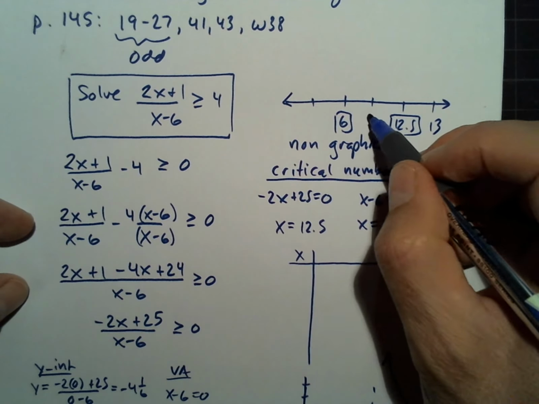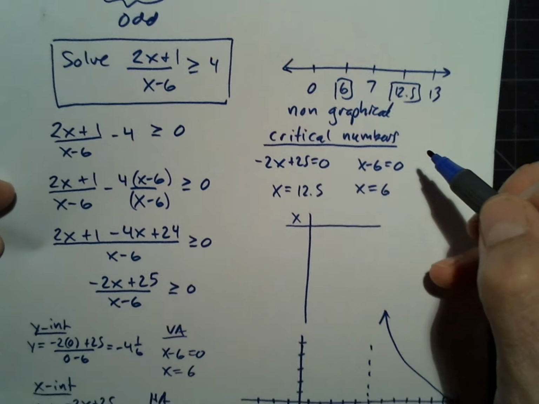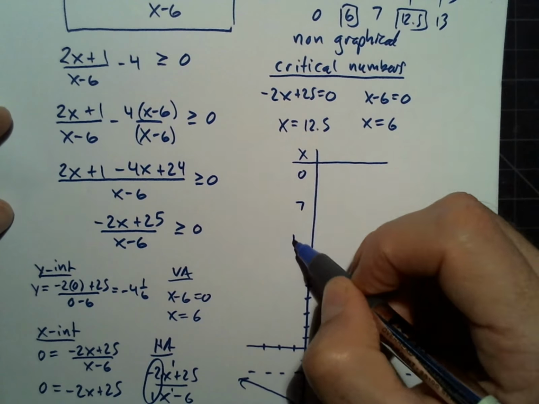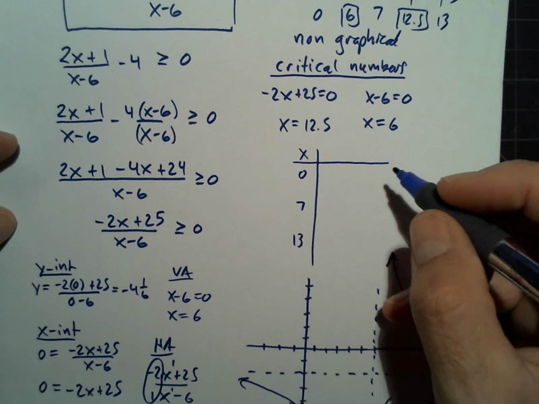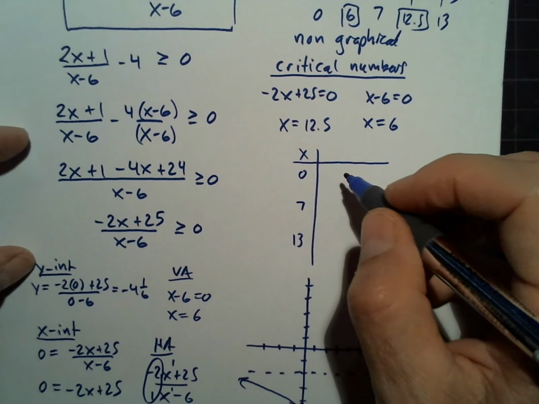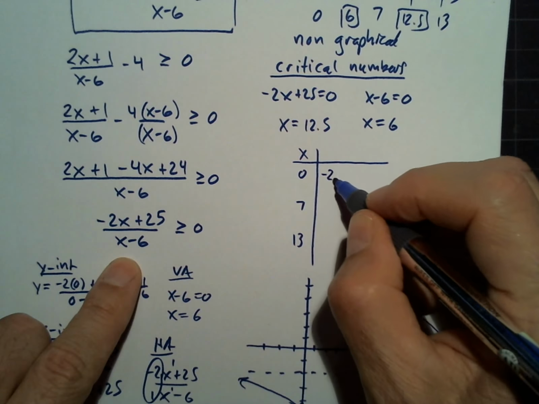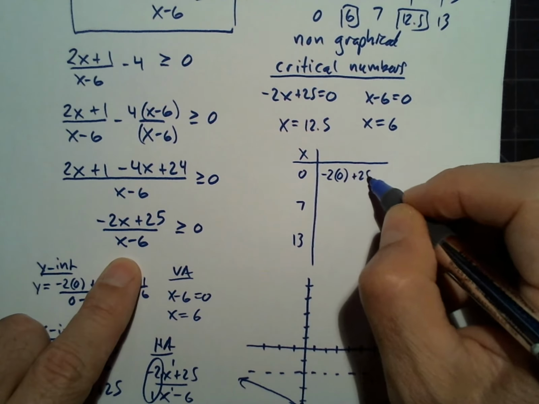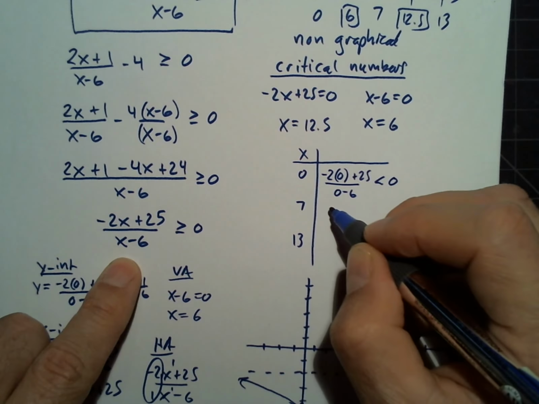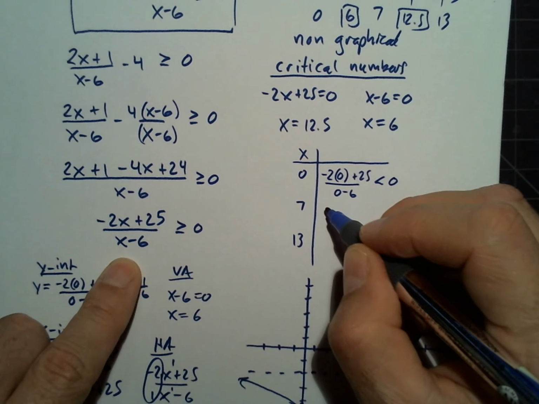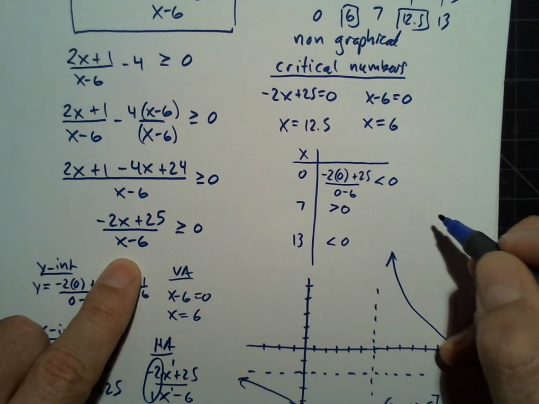Let's choose 13, 7, and 0. And then we test 0, 7, and 13 to find out which one is greater or less than 0, and we're going to substitute it into this. Less than 0. Here we're going to have it be greater than 0, and this is going to be less than 0.